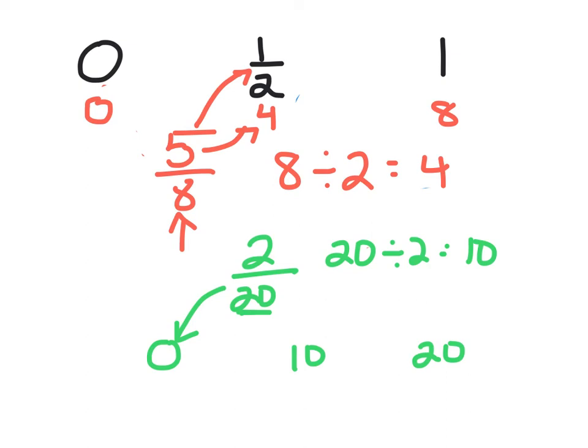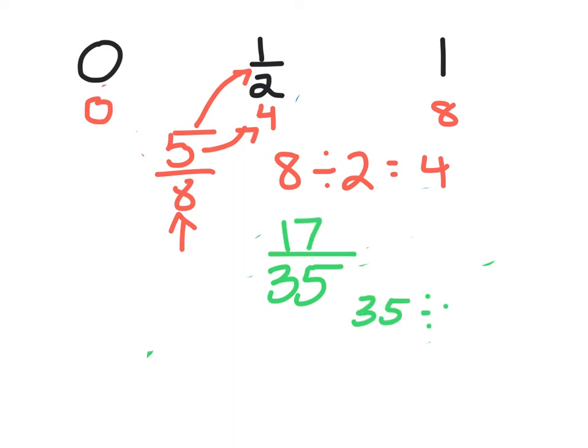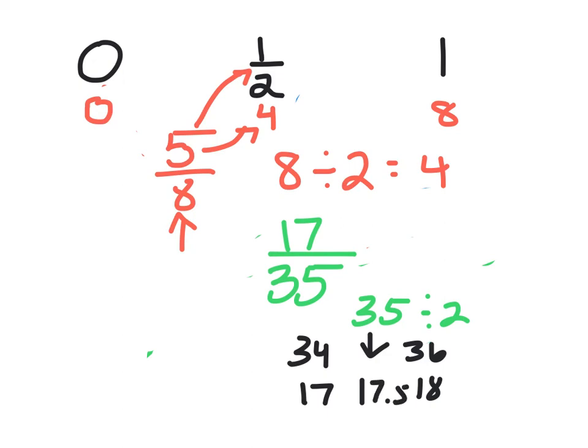Now you might be saying, well, Mrs. Whitney, I know how to find the half of an even number, but what happens when it's a number that I'm not as familiar with? So like an odd number. So let's say, for example, you were looking at something that's out of 35, so we'll say 17/35. I can take 35 divided by 2. If you're not comfortable with that, since it's odd, 35 is between two even numbers. It's between 34 and 36. Well, half of 34 is 17. Half of 36 is 18. So since 35 is right in between, its halfway point is 17.5.